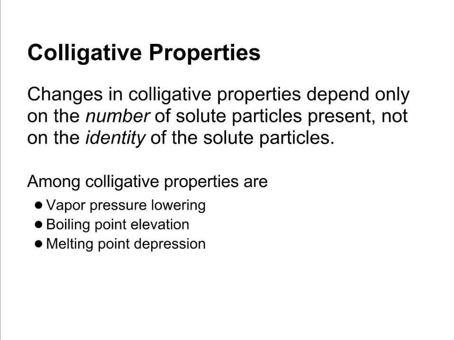The three main colligative properties we're going to look at are vapor pressure lowering, boiling point elevation, and melting point depression. So the vapor pressure and melting point of solutions are going to be lowered with solutes added to them, and the boiling point is going to be raised.